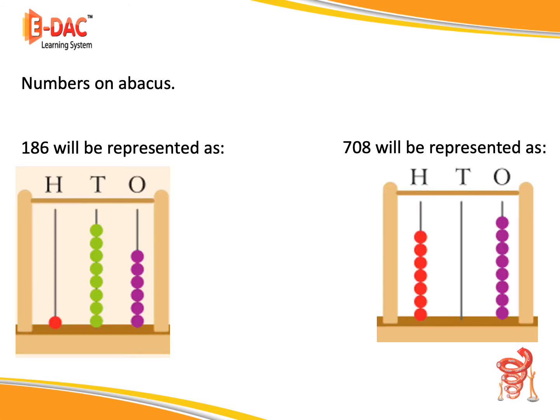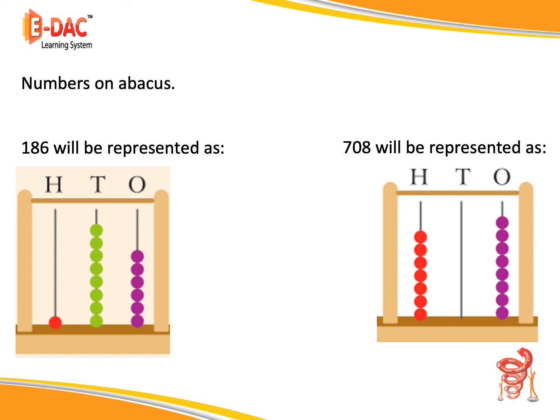Let's take a few more examples of representing numbers on abacus. For this, we will take two 3-digit numbers. First number is 186. In this number, we can see that 1 is at hundreds place, 8 is at tens place, and 6 is at ones place. Since at hundreds place the digit is 1, that's why the hundreds spike in the abacus will just contain one bead.